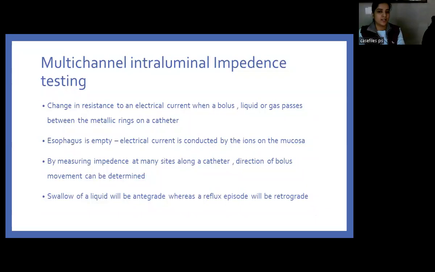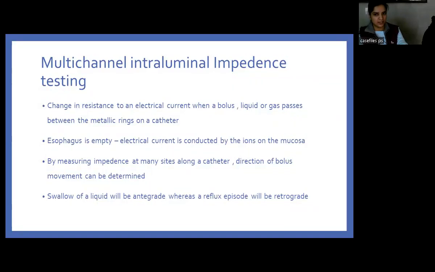Next, diagnostic tests involve the multi-channel intraluminal impedance testing. The overall idea of this test is whenever there is an electric current, there is resistance. So when in the liquid medium, the conductivity increases and the resistance decreases. So basically, in multi-channel intraluminal impedance testing, we place the catheter with metal probes that detect the change in the impedance when a bolus of liquid or gas passes through the esophagus.